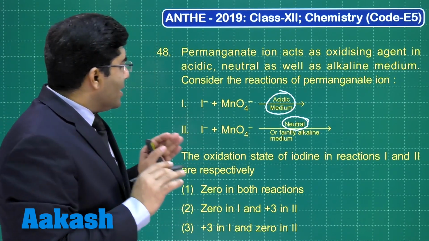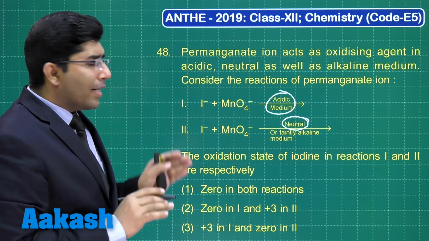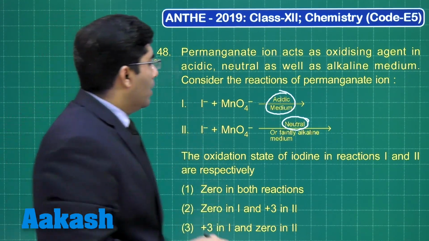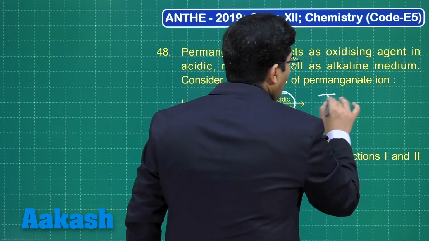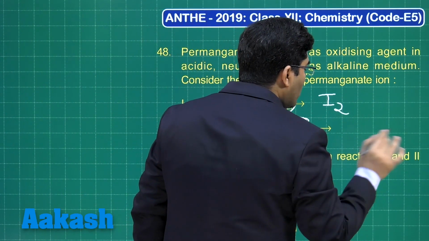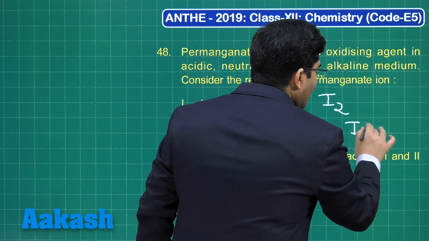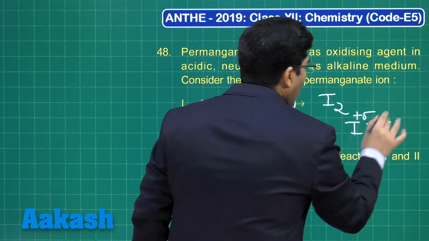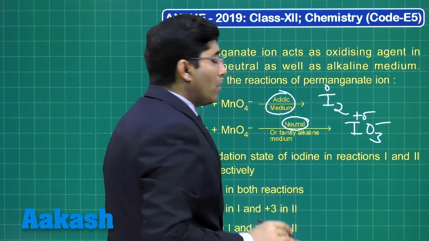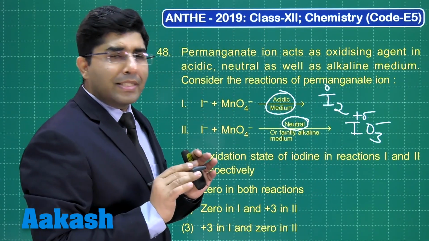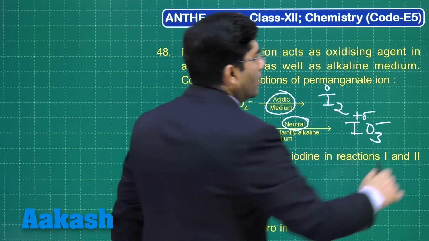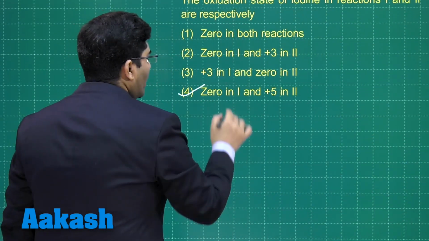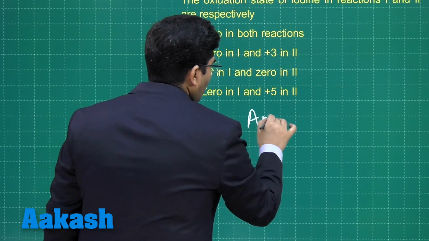So in NCERT it is clearly written, when KMnO4 or permanganate ion oxidizes iodide ion in acidic medium it forms molecular iodine, but in the case of the faintly alkaline medium it gives us the iodate ion. In this case it has +5 oxidation state, but in the case of the molecular iodine it gives us 0 oxidation state. So the fourth answer will be the correct option.